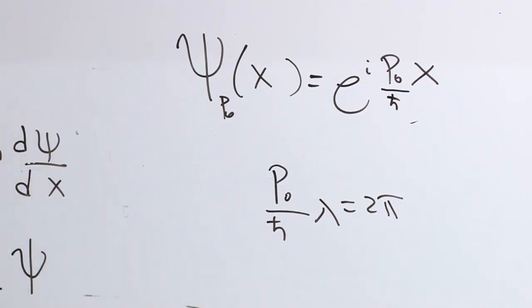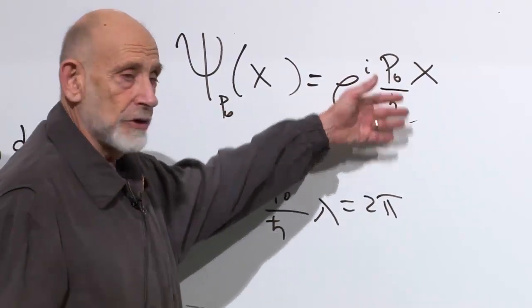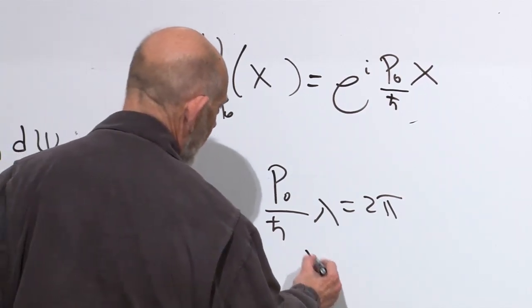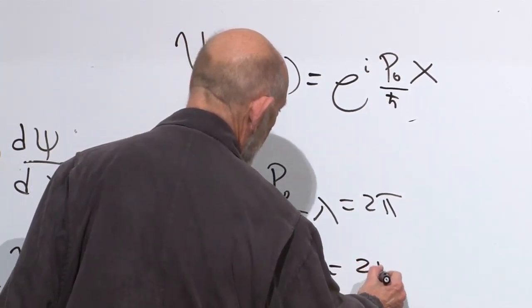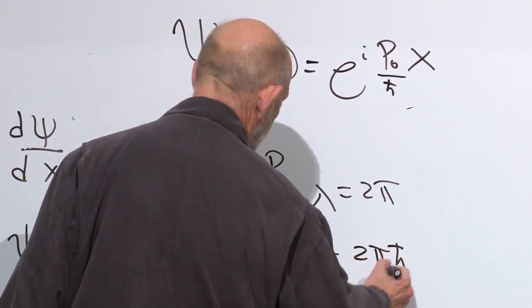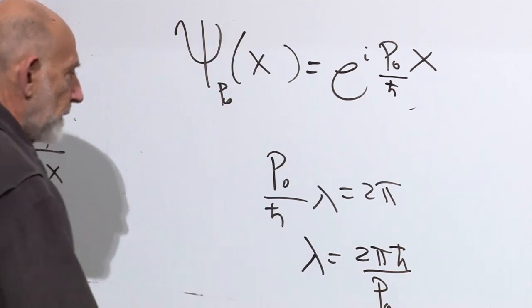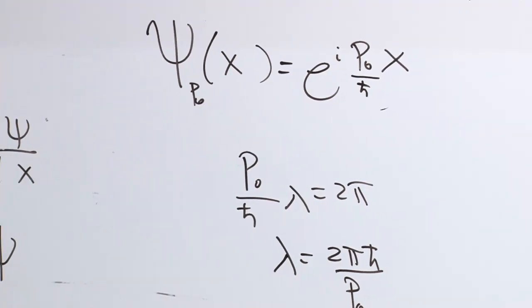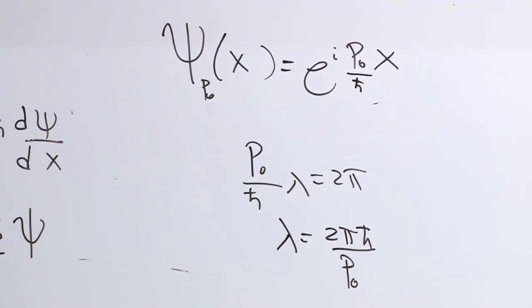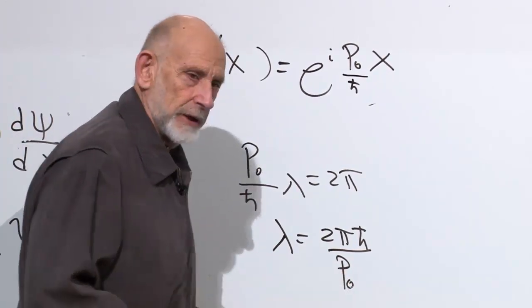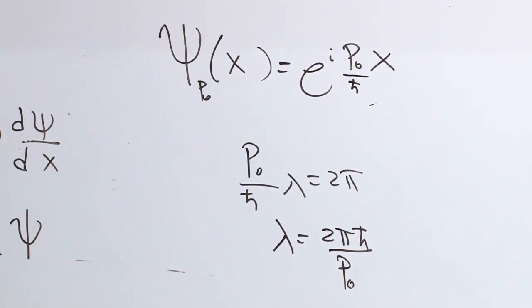How far do you have to move so that the sines and cosines return to themselves? The wavelength is 2 pi H bar divided by P naught, P naught being the momentum of the particle. So here we see the first example of the relationship between momentum and wavelength. The larger the momentum, the smaller the wavelength.